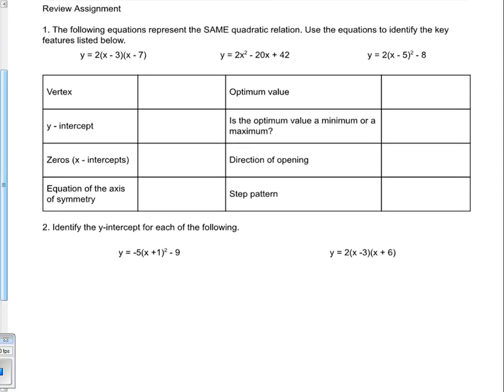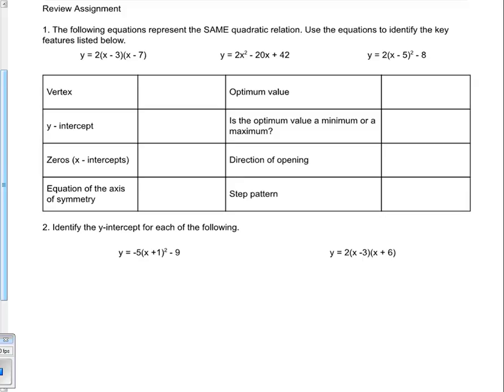If we're going to review the equations, all three of these equations represent the same quadratic relationship. If you were to graph all three of those equations, you would get the exact same graph. So we're going to use those equations to identify the key features that are listed below. Let's go through and identify what our three equations are.